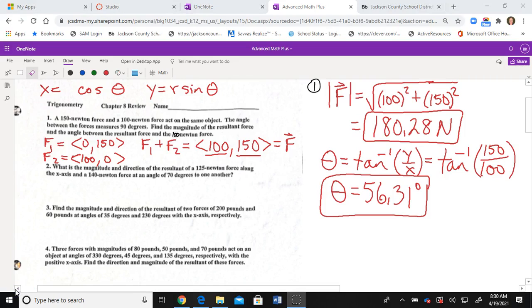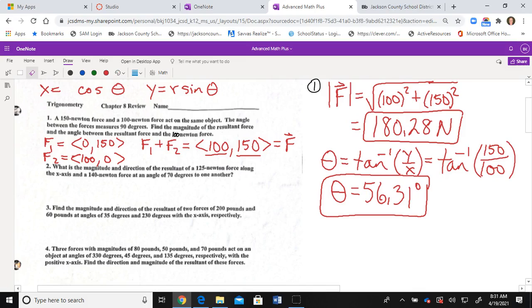Number 2. All right, this time, same process. What is the magnitude and direction of the resultant of 125 Newton force along the x-axis and a 140 Newton force at an angle of 70 degrees to one another? Okay, so this one is not just going up and down and left and right. We do have one that's going which way? On the x-axis. So it's going towards the right. We got one that's easy to write like this. But the other one, we're going to have to use our cosine, our sine stuff.